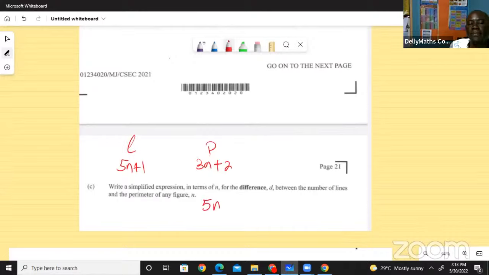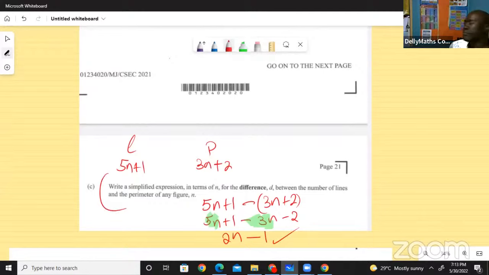So basically we'll say 5n plus 1 minus, and I'm going to put this in brackets, 3n plus 2. Finally, 5n plus 1 minus 3n minus 2. Now, simplifying these, 5n minus 3n would give us 2n, and 1 minus 2 will give me minus 1. And that is a simplified expression for this.